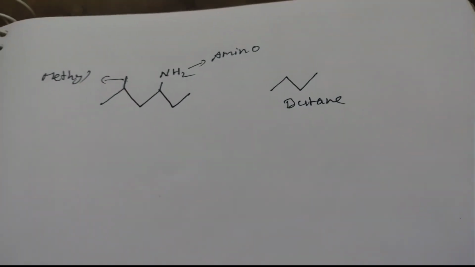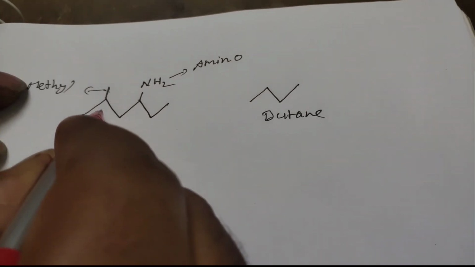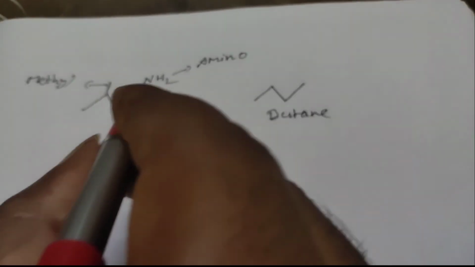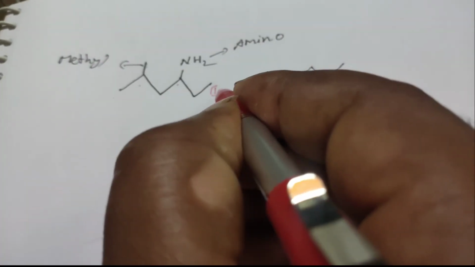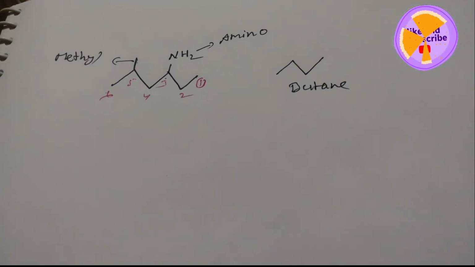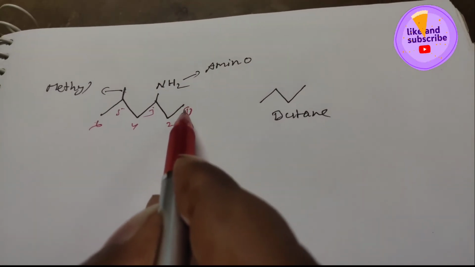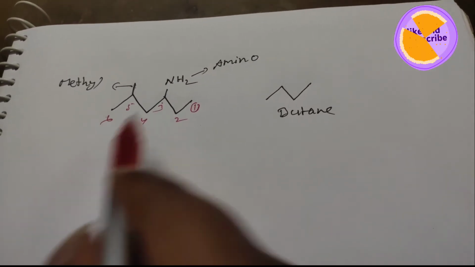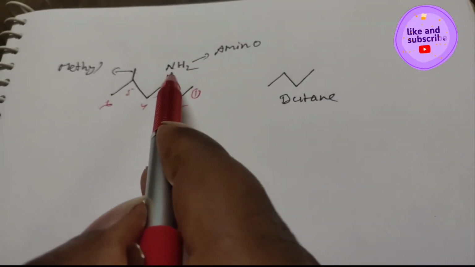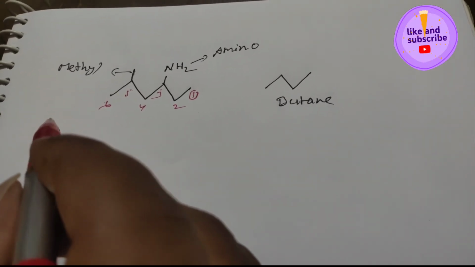So in that case, how can we give the numbering? If you give numbering from left to right, it is just a substitution, but the amino group is the functional group. That's why I am giving numbering nearby the functional group. 1, 2, 3, 4, 5, 6. So what is the name of the compound here? The total number of carbons present in the given chain is 6 carbons. In the third position, they have the amino group as the principal functional group, and they have one substitution, that is nothing but the methyl group.